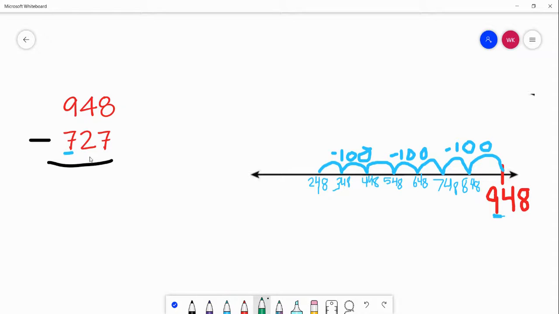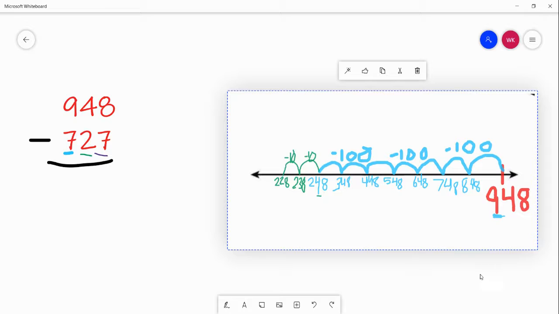Now we're going to go over to our tens place to see how many tens we need to subtract. And we need to subtract 2 tens. So we have 1, 2, which is 10 minus 10. So we have 248 minus 10 gives you 238, because you are subtracting 10 from that tens place, the 4. And then you have 238 minus 10, which gives you 228. And now we're going to go over to our ones place, see how many ones we have. And we have 7 ones.